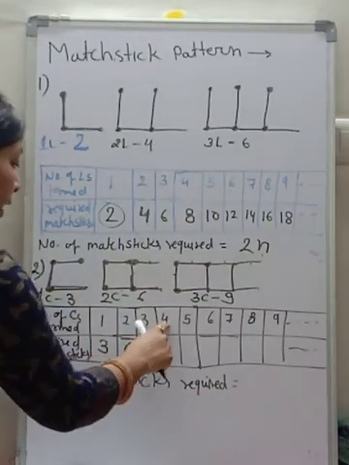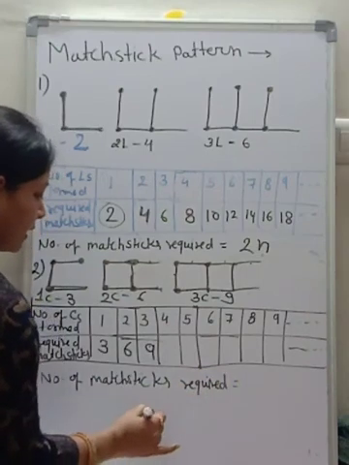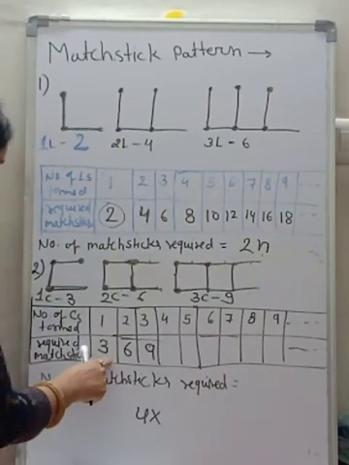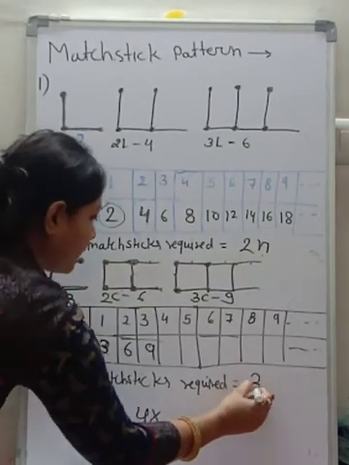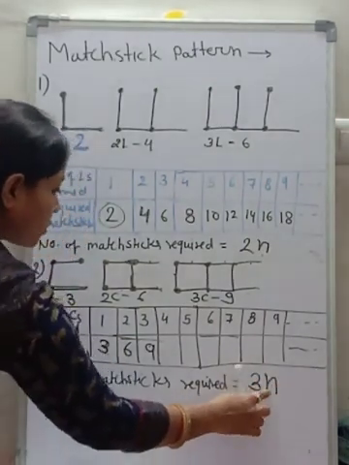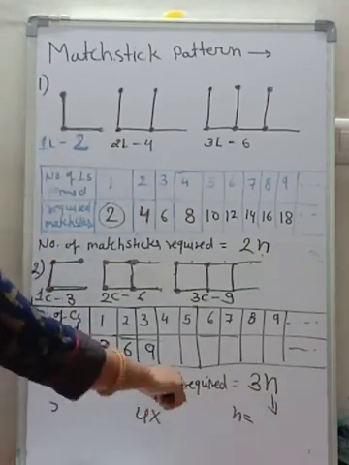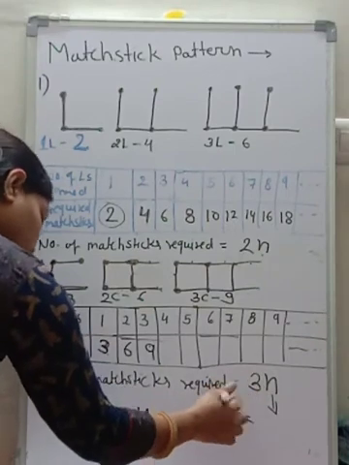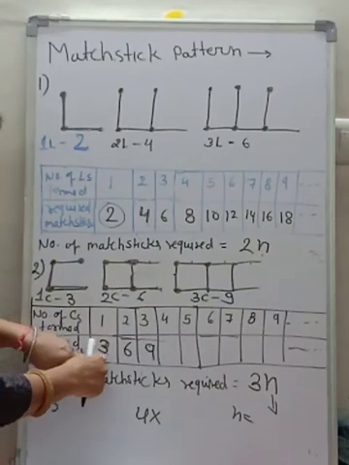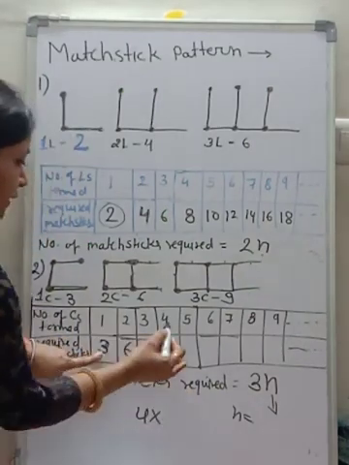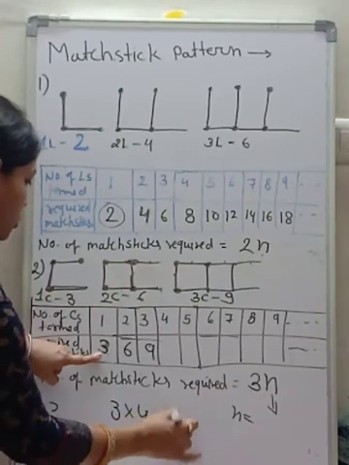Now if you make 4 C's, you multiply by 3. The required formula is 3n, where n is the number of C's. The number of matchsticks required: the formula starts with 3, so 3 multiplied by 4 is 12.